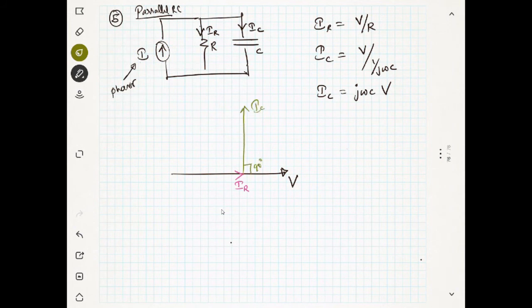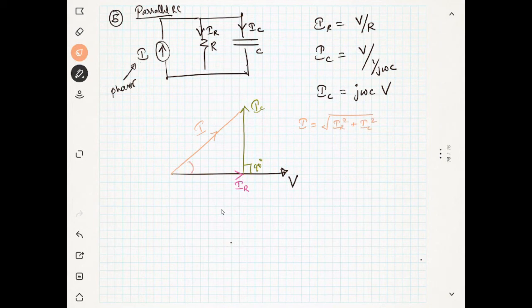So this is my IC. So my resultant will be like this. This will be my I. So what will be the formula for I? I will be equal to the square root of IR square plus IC square.